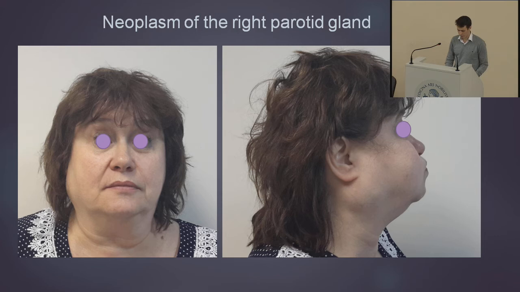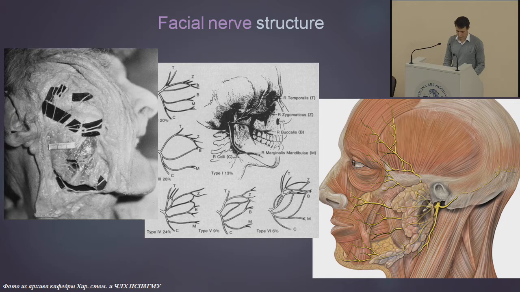The important role concerns the peripheral part of the facial nerve. Due to the anatomical structure, it comes out from the stylomastoid foramen and enters the parotid gland, where it divides between two lobes, between superficial and deep lobe, into five branches. Here you can see the temporal, zygomatic, buccal, marginal, and cervical.